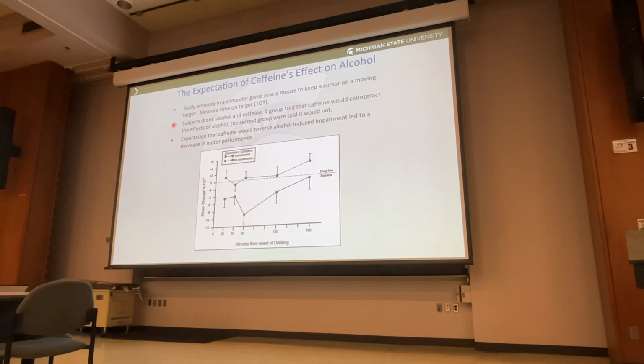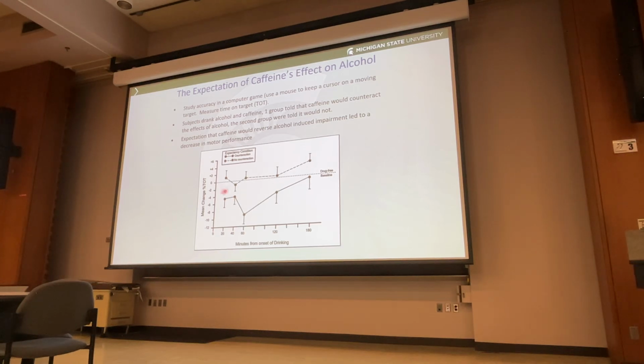And interestingly enough, the expectation that caffeine would reverse the alcohol impairment led to a decrease in motor performance, as you see here. So the dashed line is the performance of the no counteraction. The solid line is the activity of the group that was told it would counteract. So as you see here, the 0 level is the drug-free baseline of reaction time. So if you go above that, you're reacting better. If you go below it, you're reacting worse or longer time.